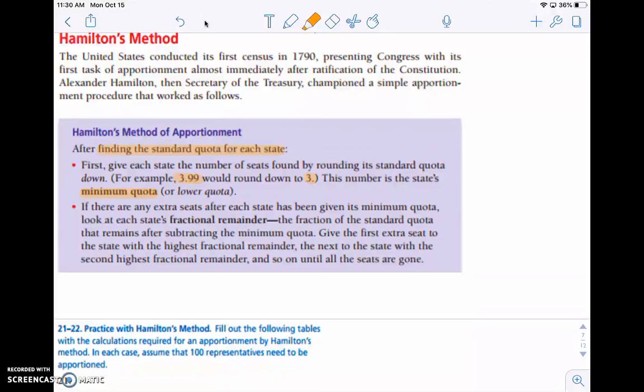Then, at the end, if there are any seats left over, so you give each state its minimum quota, and then you look at the fractional or the decimal remainder from the standard quota, and you give the first extra seat to the state with the highest fractional remainder. So 3.99 is going to have much more priority to get a leftover than someone who had 14.1. And then if you have 2 seats left over, then the next state with the second highest fractional remainder gets another one, and so on until all of your seats have been allocated.